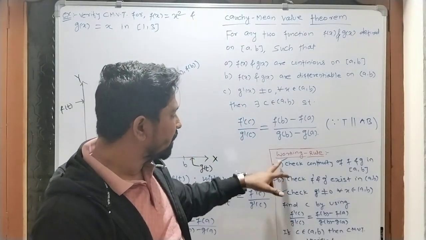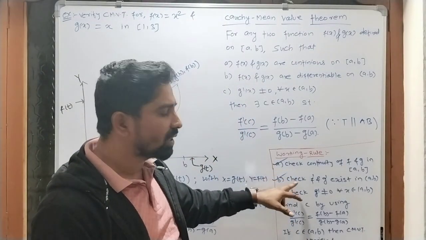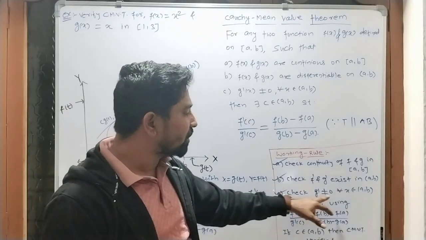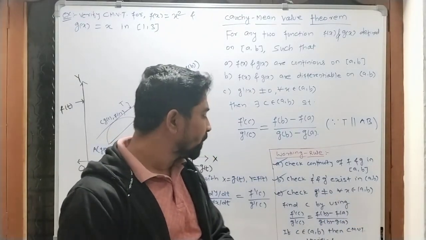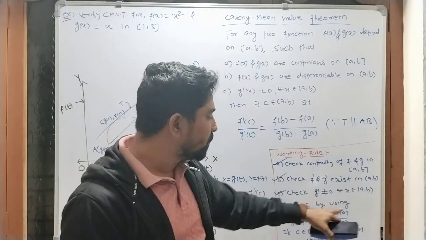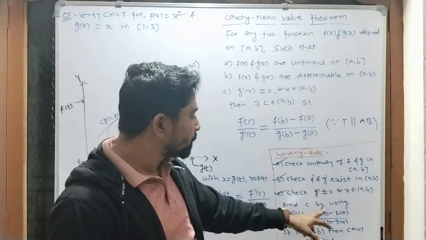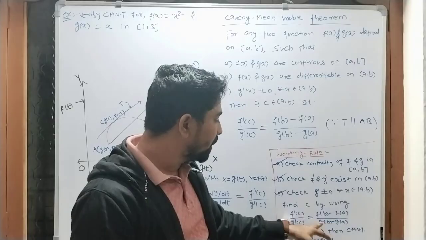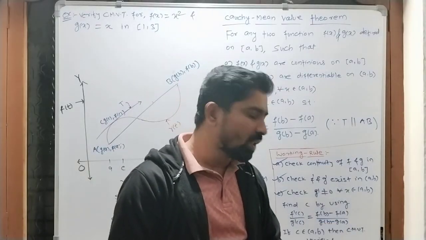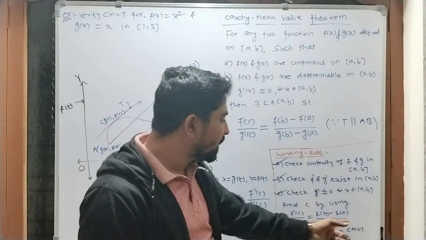So after that, if continuous, differentiable and g dash of x is non-zero for all x belongs to open a b, then find the c by using this formula: f dash of c divided by g dash of c equal to f of b minus f of a divided by g of b minus g of a. With this equation, find the value of c.